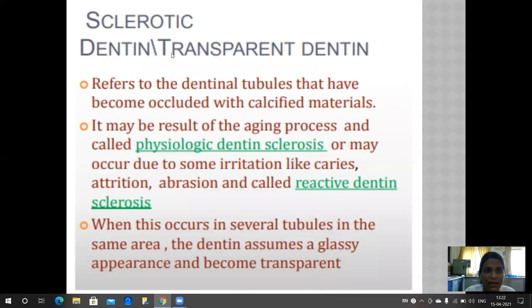Next, the sclerotic dentin and the transparent dentin. It refers to the dentinal tubules that have become occluded with calcified materials. It may be a result of the aging process, called physiological dentinal sclerosis, or may occur due to some irritation like caries, attrition, abrasion, called reactive dentinal sclerosis. When this occurs in several tubules in the same area, the dentin assumes a glassy appearance and becomes transparent.